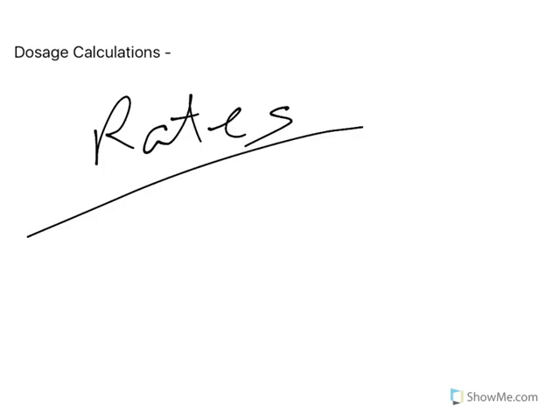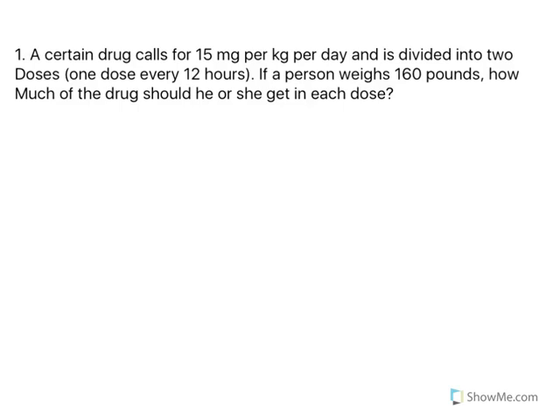Dosage calculations. A lot. If you're going into nursing, you're going to be doing a lot of dosage calculations of all kinds of things. We can see milligrams per milliliters or kilograms per milligrams or whatever. All kinds of rates and ratios. So lots of rates are what we're going to be using today in dosage calculations. We've got 4 problems to do here, and we'll get to it.